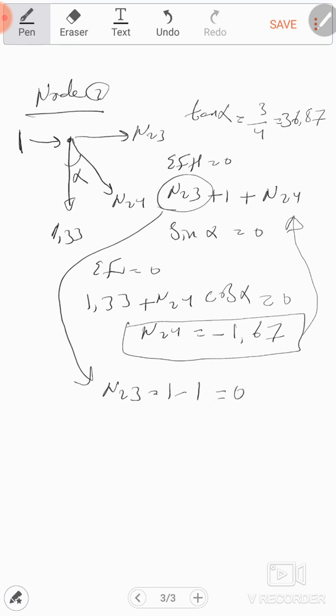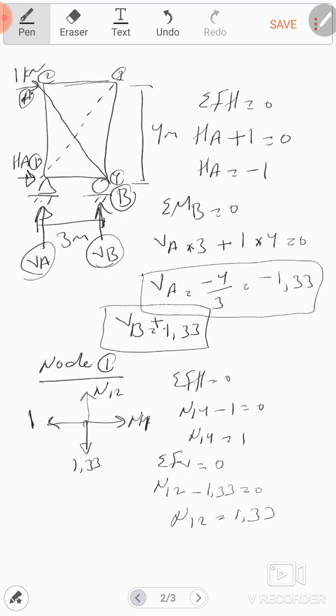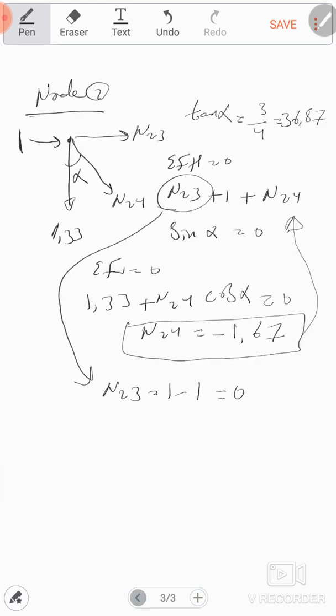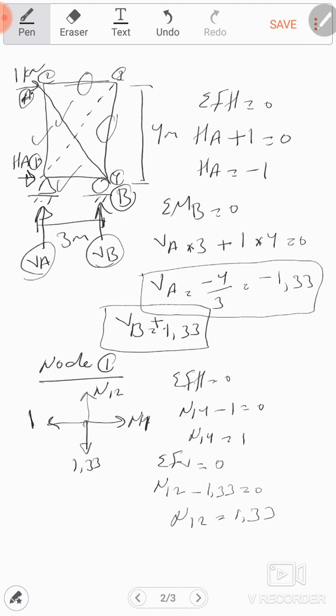Okay, so the other part is already 0. Let's go back to the figure. So I find this one and this one and this one. The other members equal 0 because we don't have any applied forces, and it looks like empty. You can check by your own, and I believe you will get 0.